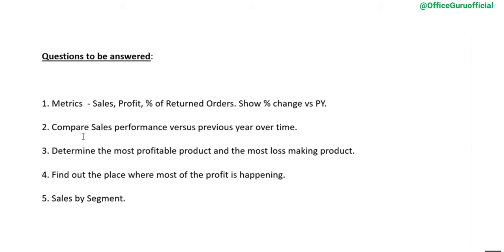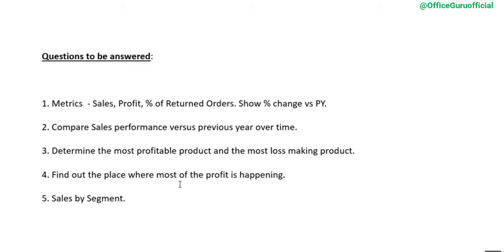Second point is to compare sales performance versus previous year over time. Third is to determine the most profitable product and the most loss-making product. Then we have to find out the places where most of the profit is happening. And the next and final one is to show the sales by segment. So these are the questions that we are going to answer with our report.